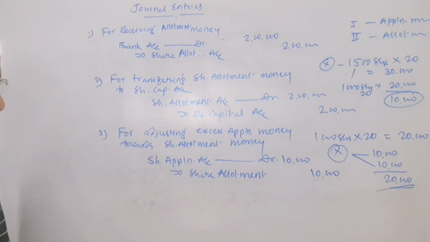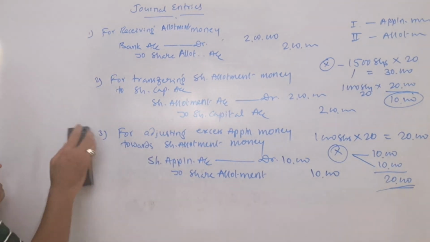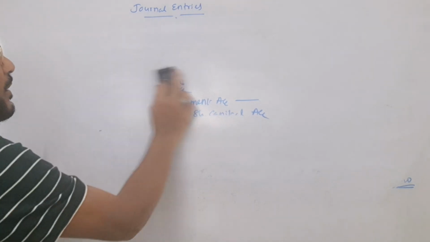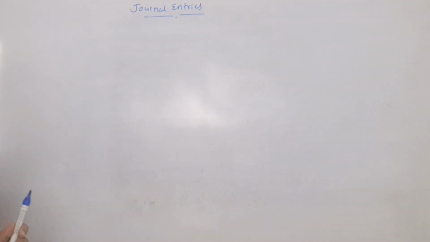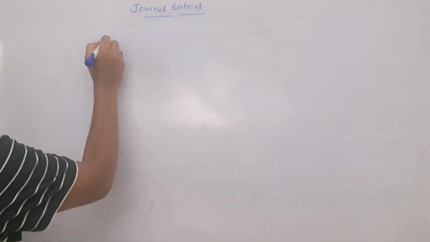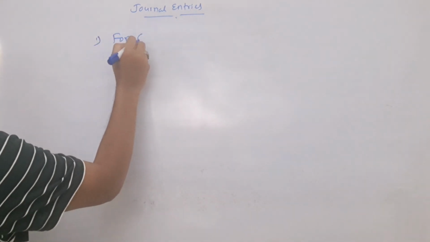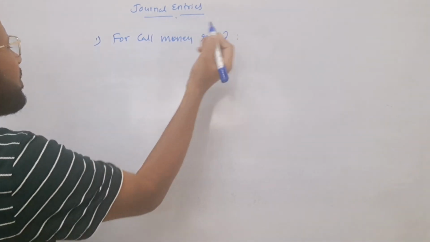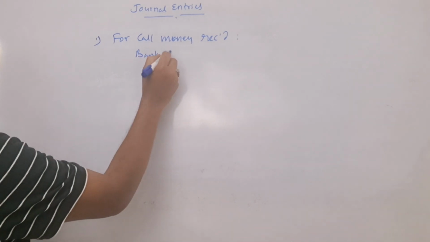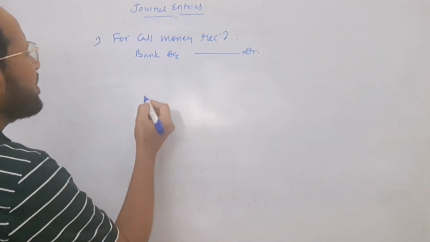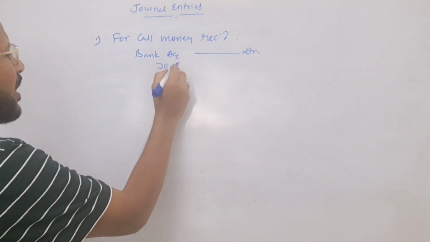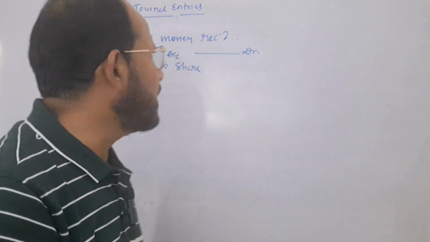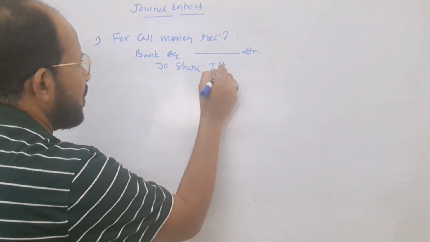And in a similar way, the next one is, whenever the call money is received, for call money received, what journal entry is to be passed here? Simple. Bank account is to be debited. Again, cash comes into the business. To share call account. In case they mention first call, second call, and final call, we have to mention that here. Share first call account.